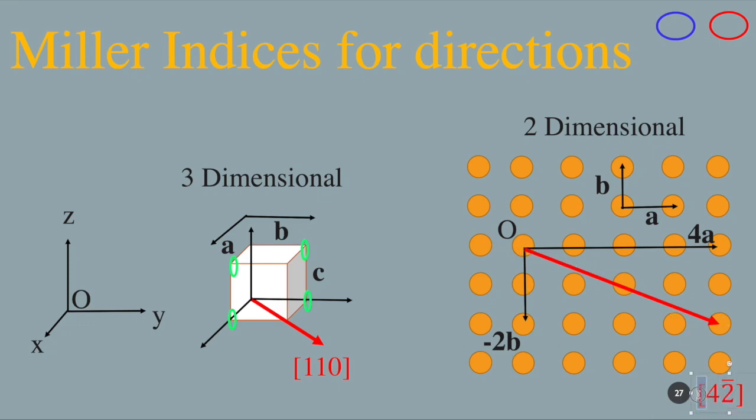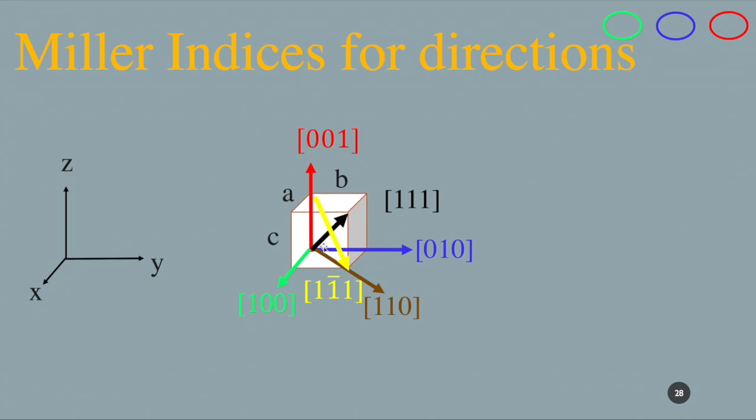Please note this bracket. It's a square bracket. Similarly, we can find the direction for different planes. The 0, 0, 1 plane has this direction, 1, 0, 0 has this direction, and from this corner to that corner is the 1, 1, 1 plane. And for 0, 1, 0, this is the direction. For 1, 1, 0, this, represented by the brown arrow, is the direction.